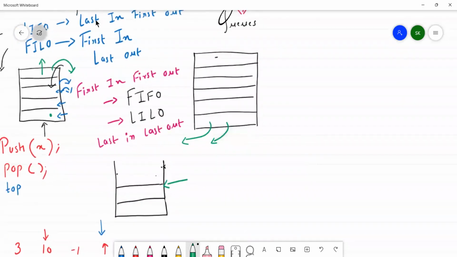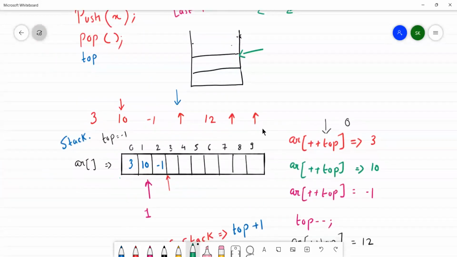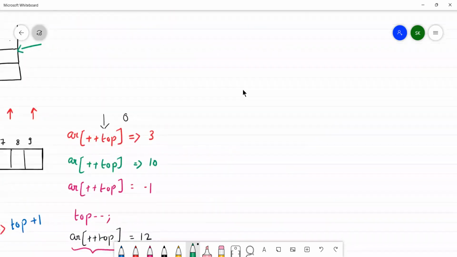Ma'am, the final array will be 3, 10, and 12, right? No. The final array will be up to 12, and then there are two pop operations. This will be overridden as 12. Then two pop operations will happen. Your top was here, then it will move to here. Again, one more pop operation will happen and it will go to here. So at the end, your stack will have only one element. Got it. Clear? Anyone else having this question?